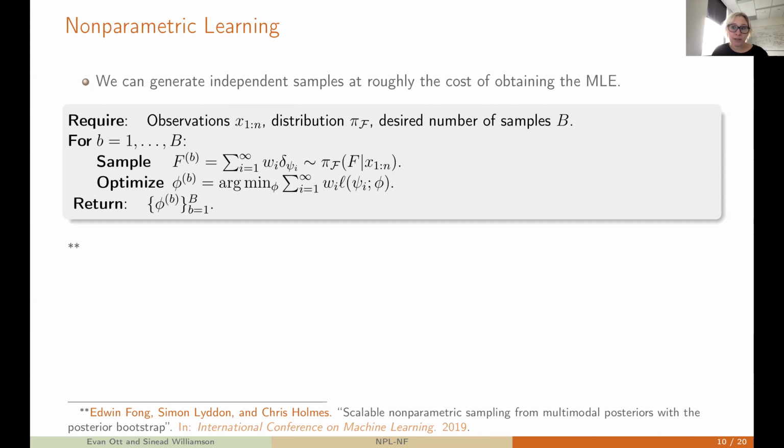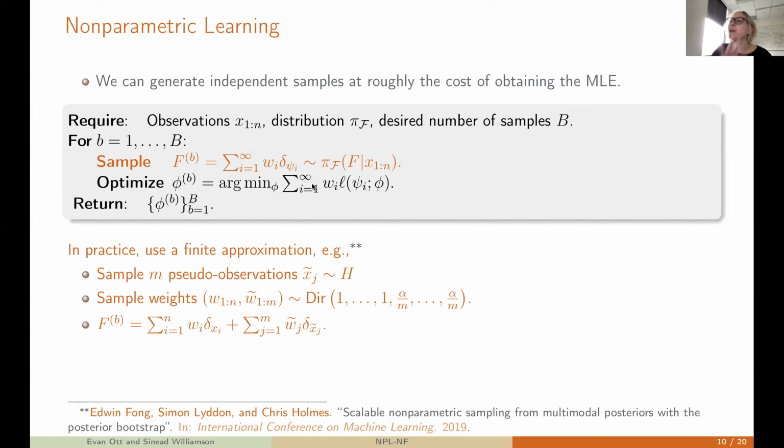You might be thinking, Sinead, you said that this was easy. Here you've got an infinite dimensional object. I'm not actually going to do that. I'm going to sample from a finite approximation to that Dirichlet process posterior. So what I'm actually going to do is sample some number of pseudo observations from my base measure. I'm going to combine them with my actual observations, and I'm going to sample weights according to a Dirichlet. And as m goes to infinity, that's going to converge in a weak sense to the Dirichlet process. But we're going to pick a more manageable number of m. There's other things you can do here, other approximations, but this works pretty well.